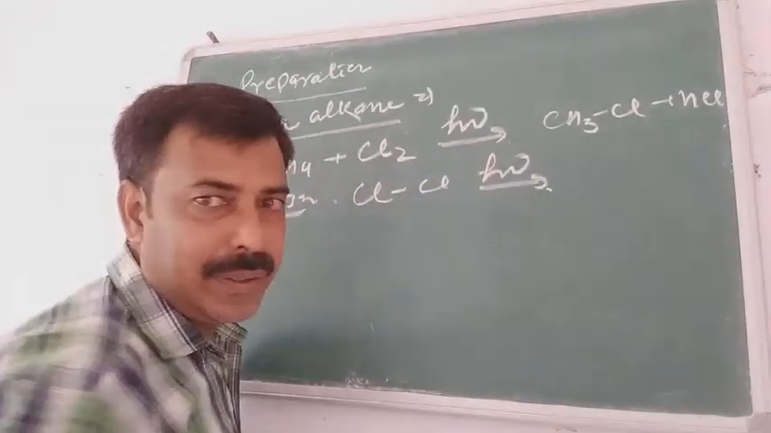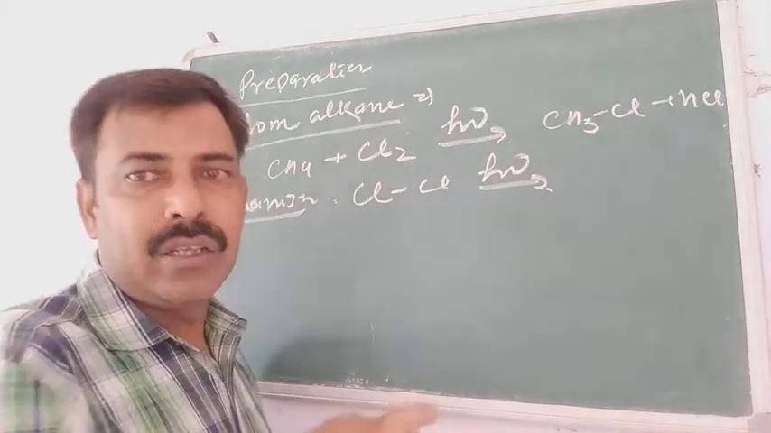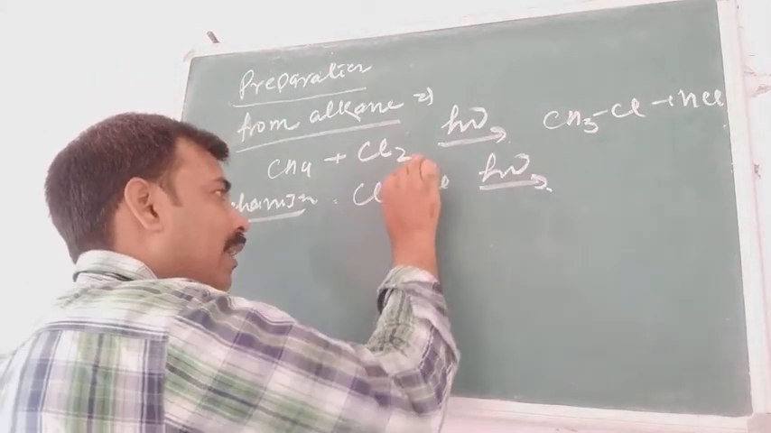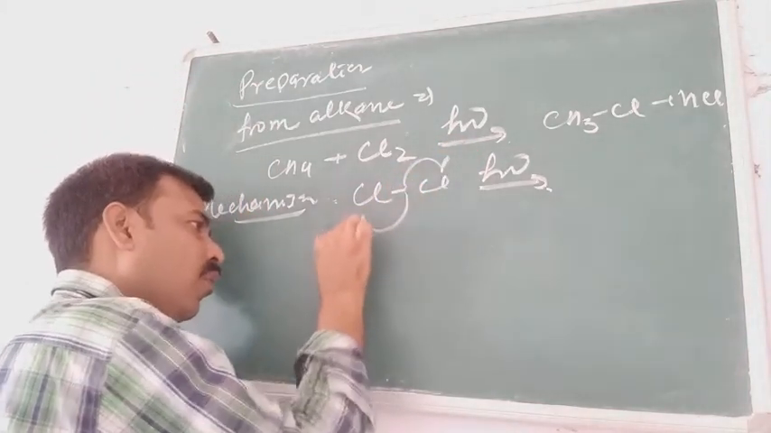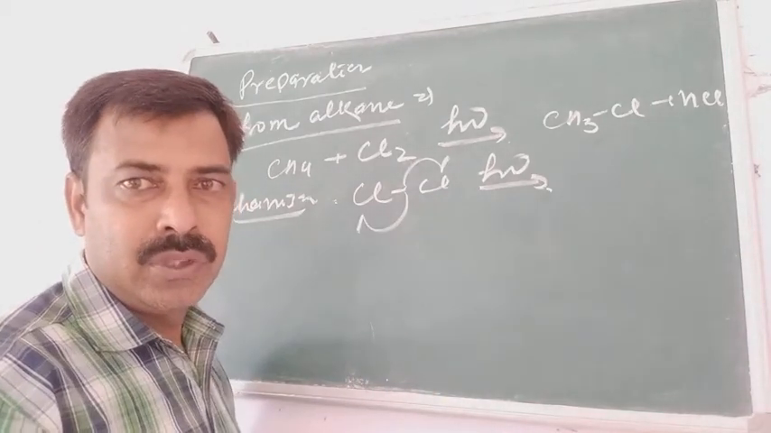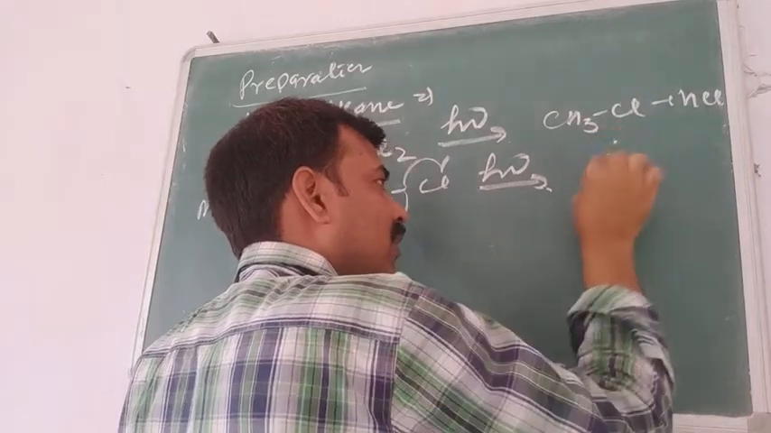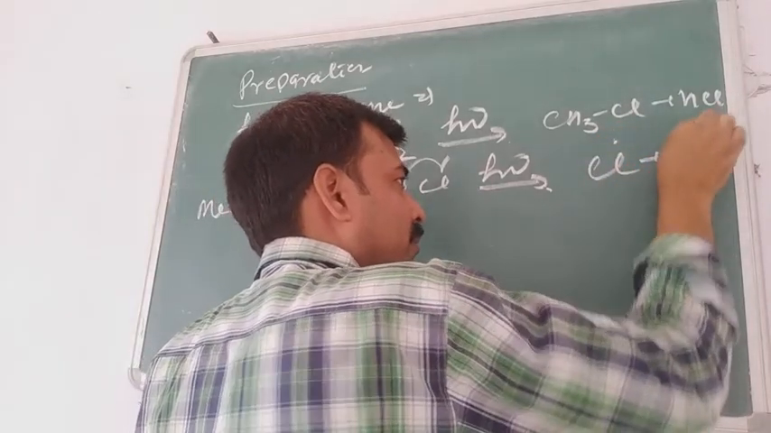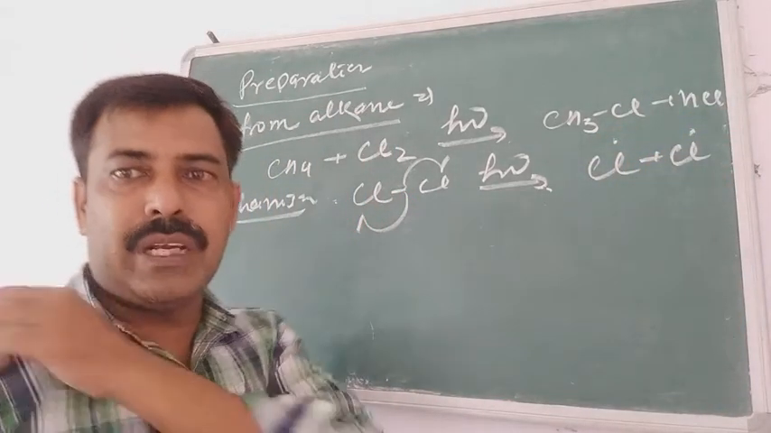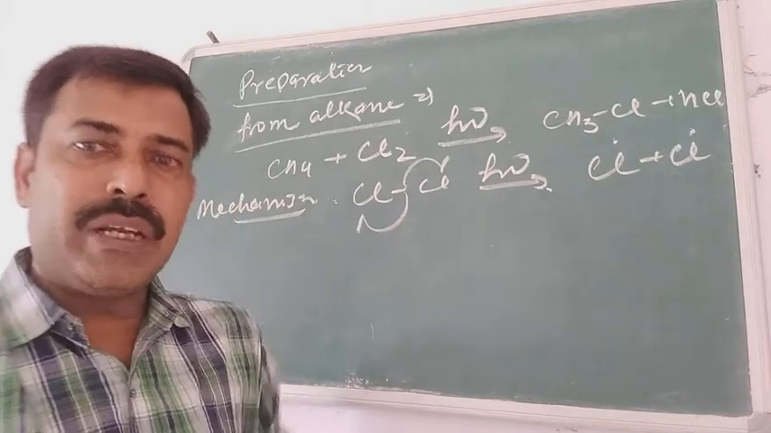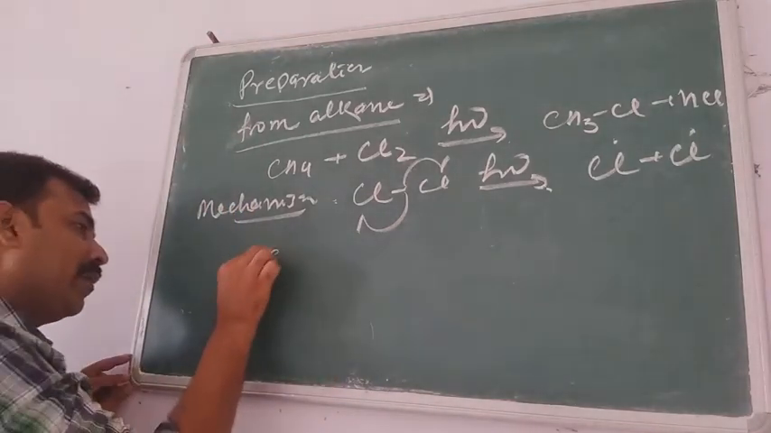light, and in presence of light the bond fission will take place, and that bond fission will be the homolytic bond fission, represented with the help of the hook arrow, and it will form Cl free radicals, two Cl free radicals. Now this Cl free radical will approach the methane.